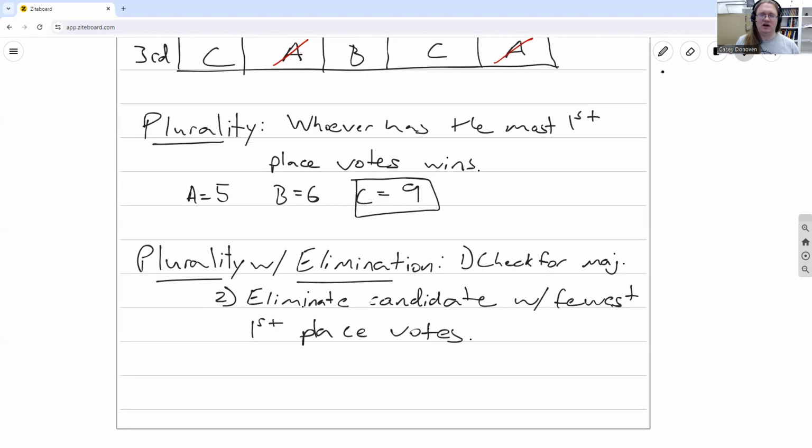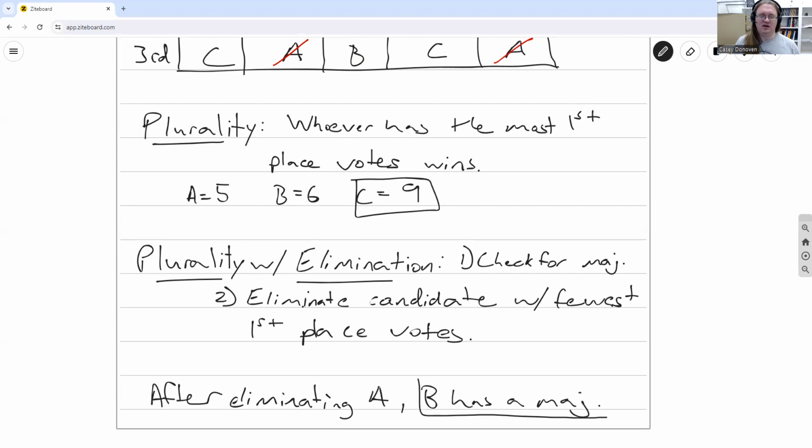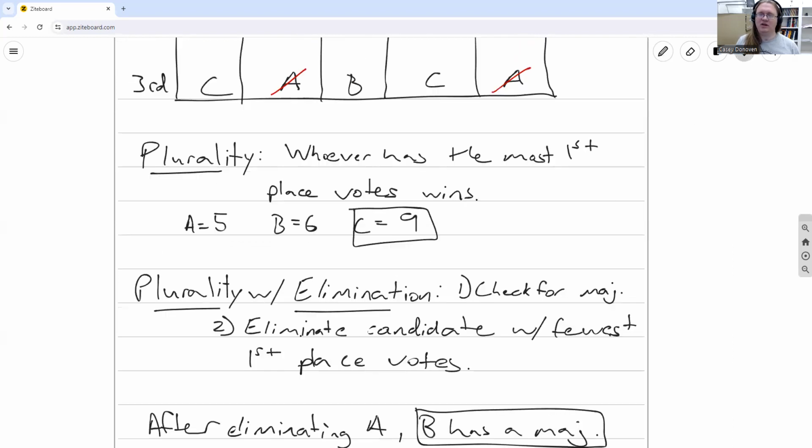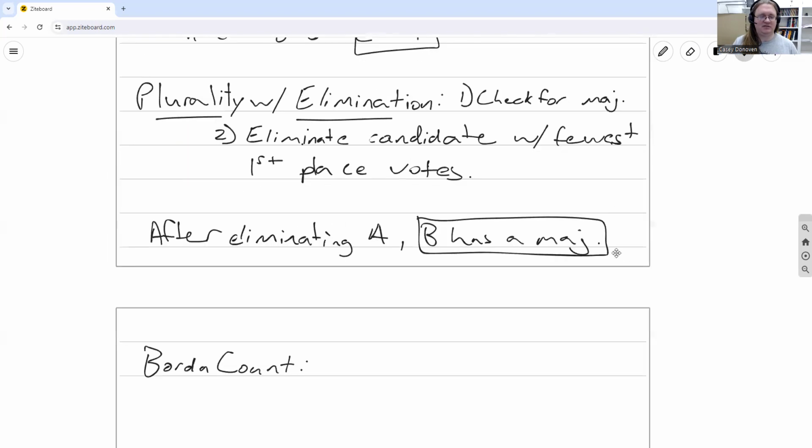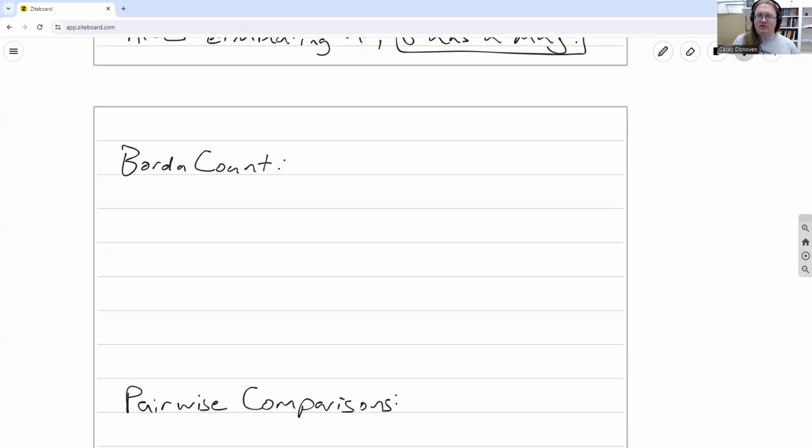So after eliminating A, B has a majority. So B would win this election, but only after A is eliminated. So those are the first 2 methods of voting. And then we have Borda count.